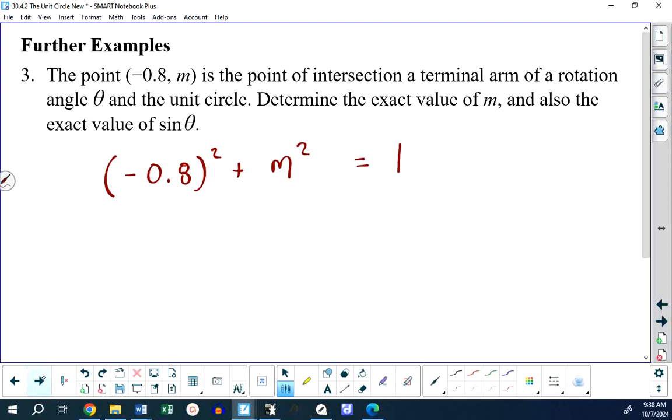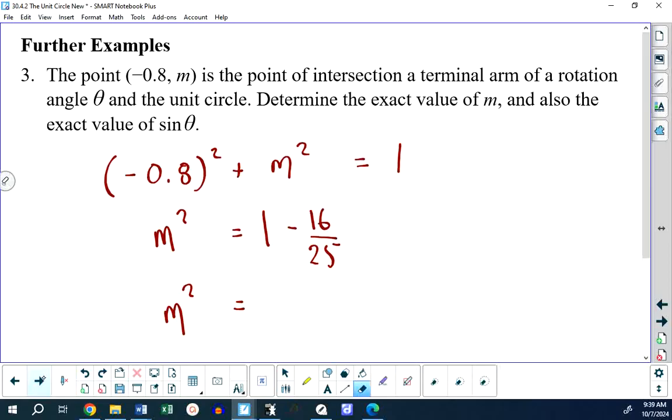We want this as an exact value, so can you confirm that when you square negative 0.8, you get 16 over 25? Okay. So that means that m squared equals 1 minus 16 over 25. One is 25 25ths, so if we subtract, we get 9 25ths.